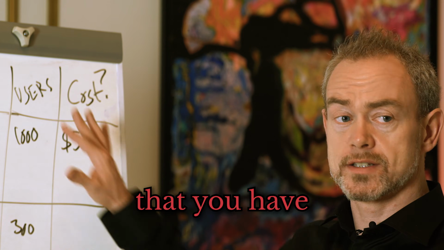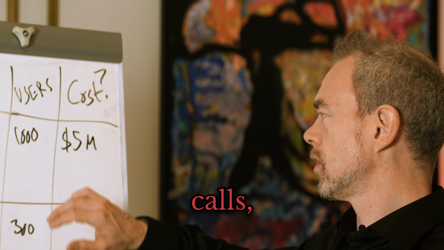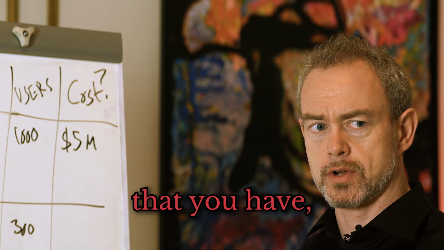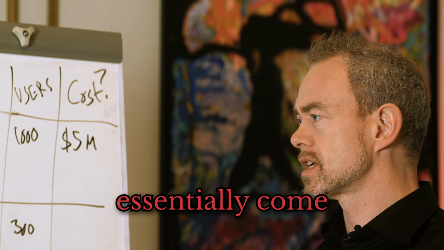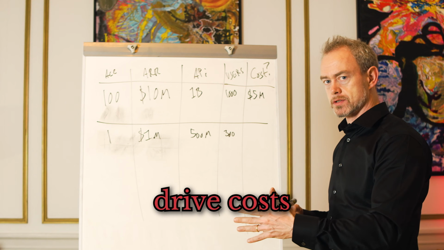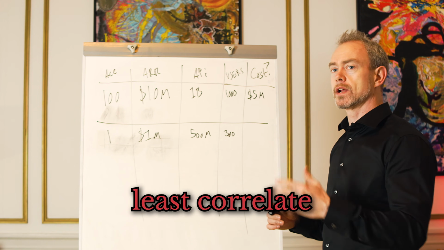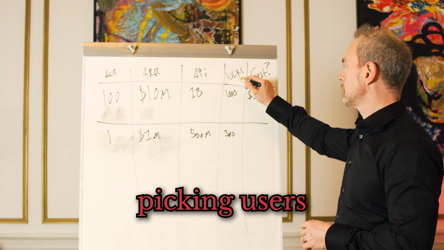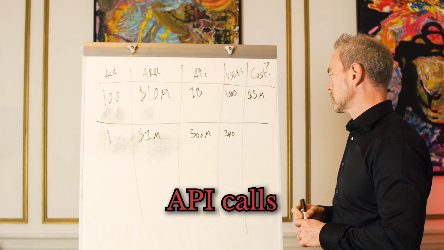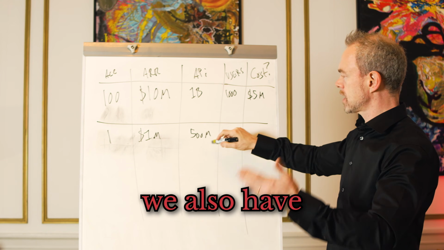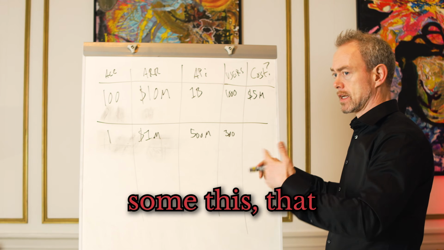Of all the things that you have going on, all the API calls, all the users, all the third-party licenses, all the cloud costs that you have, you want to be able to essentially come to a few things that tend to drive costs, or at least correlate with costs. And this might be the reason for why we're picking users and why we're picking API calls, because there's going to be a lot of different other cost sources. You might say, well, we also have some storage and we also have some this, that, and the other thing.